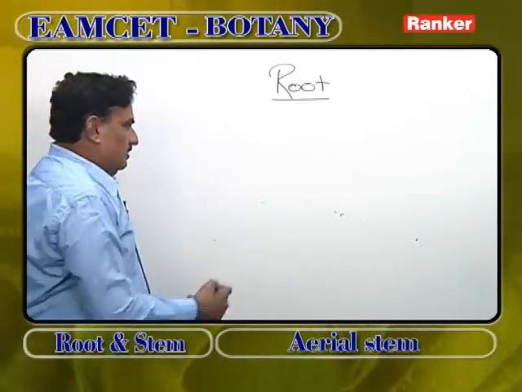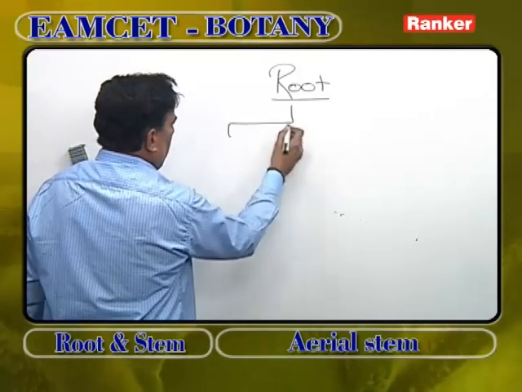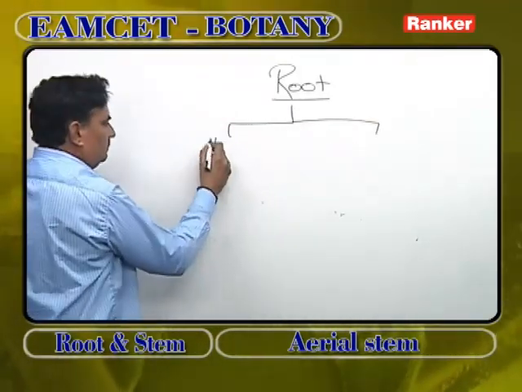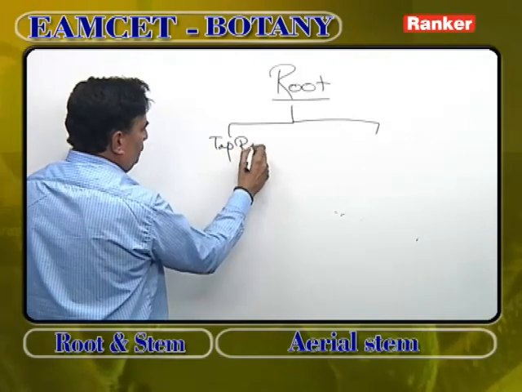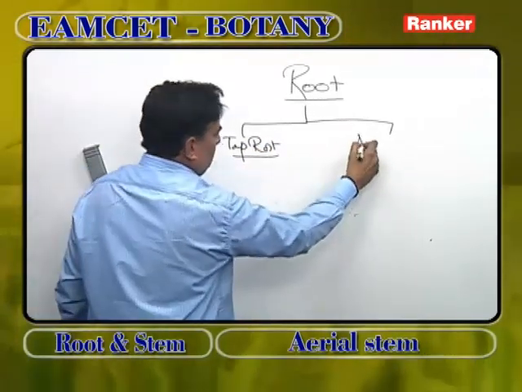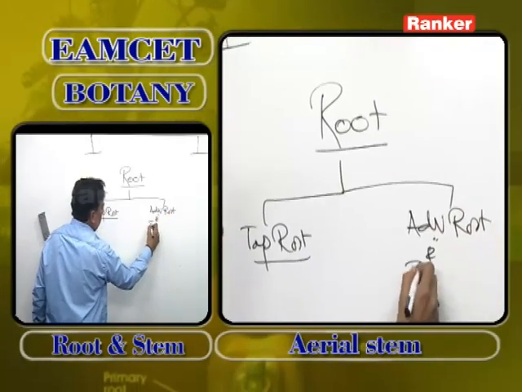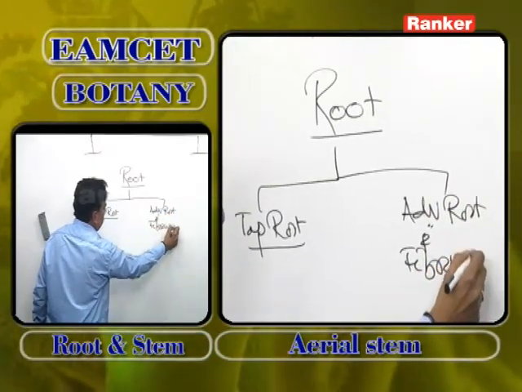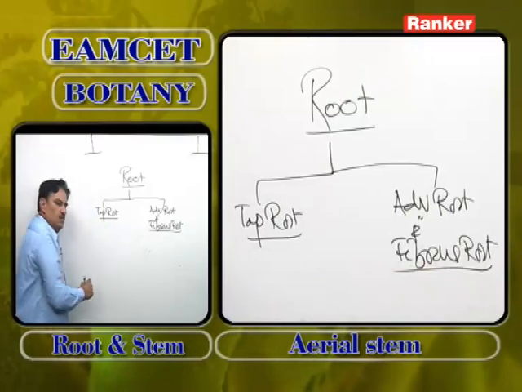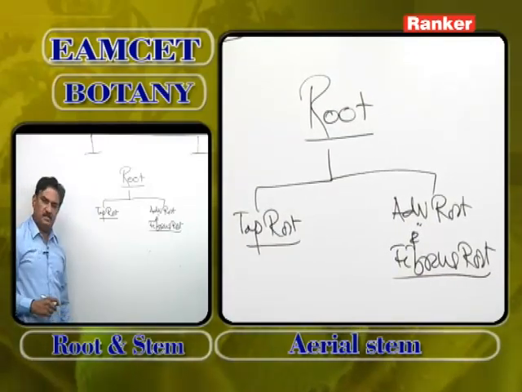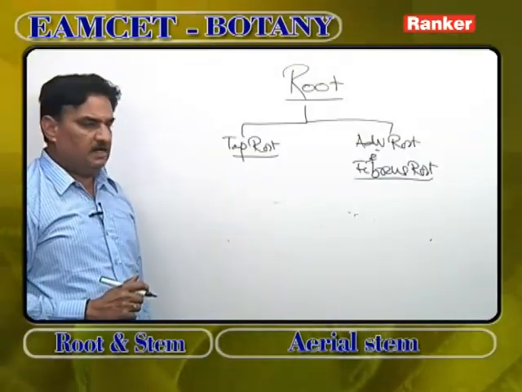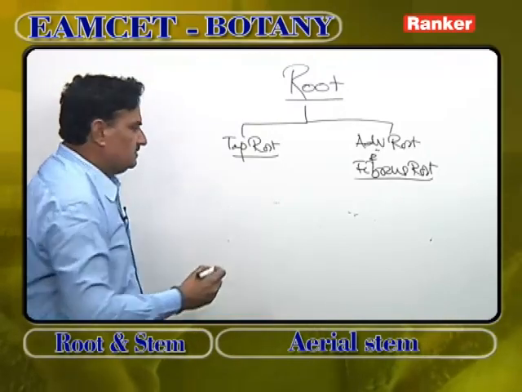Next, the root system is broadly divided into two types. One is the tap root system. The other is the adventitious root system, which includes the fibrous root system.